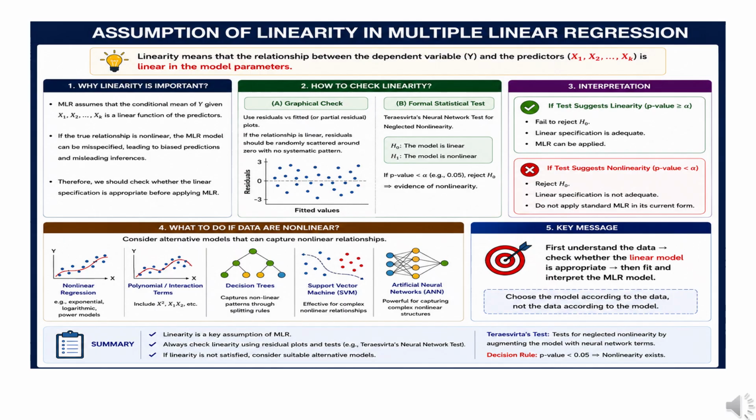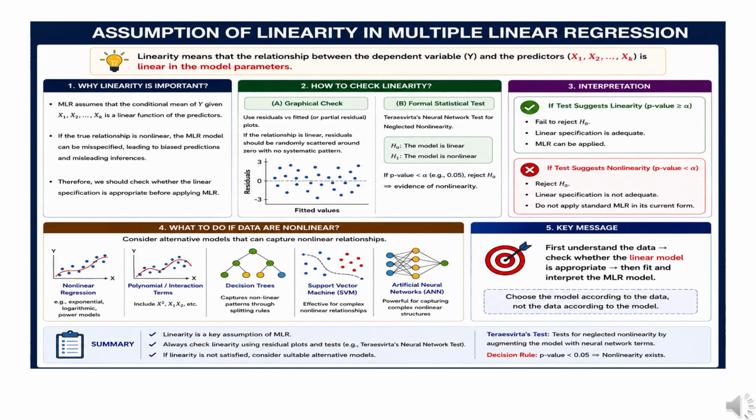One such test is Terasvirta's neural network test for neglected nonlinearity. The basic idea of the test is that we start with the null hypothesis that there is no neglected nonlinearity in the specified model. If the p-value is greater than our chosen significance level, for example 0.05, we fail to reject the null hypothesis. This means that we do not have sufficient statistical evidence of neglected nonlinearity, and the linear specification may be considered adequate. On the other hand, if the p-value is less than 0.05, we reject the null hypothesis. This provides evidence that the specified linear model may be missing some nonlinear structure.